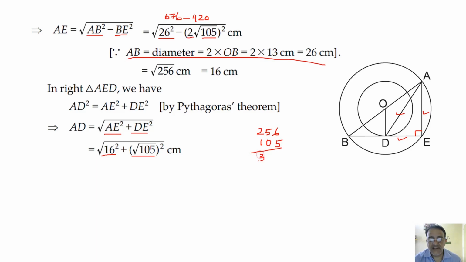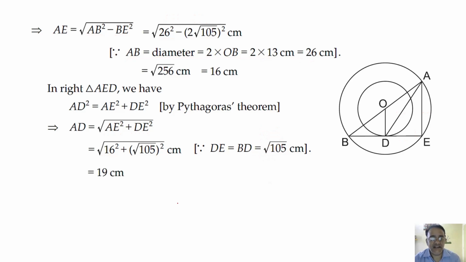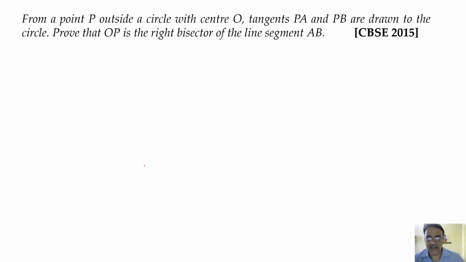We'll get 361. 361 किसका इसका स्क्वायर रूट कितना होगा? 19. Very good. So the final answer is 19 centimeters. So this is the first question, और ये 2014 का question है. So now we are moving toward another CBSE question, that is 2015.